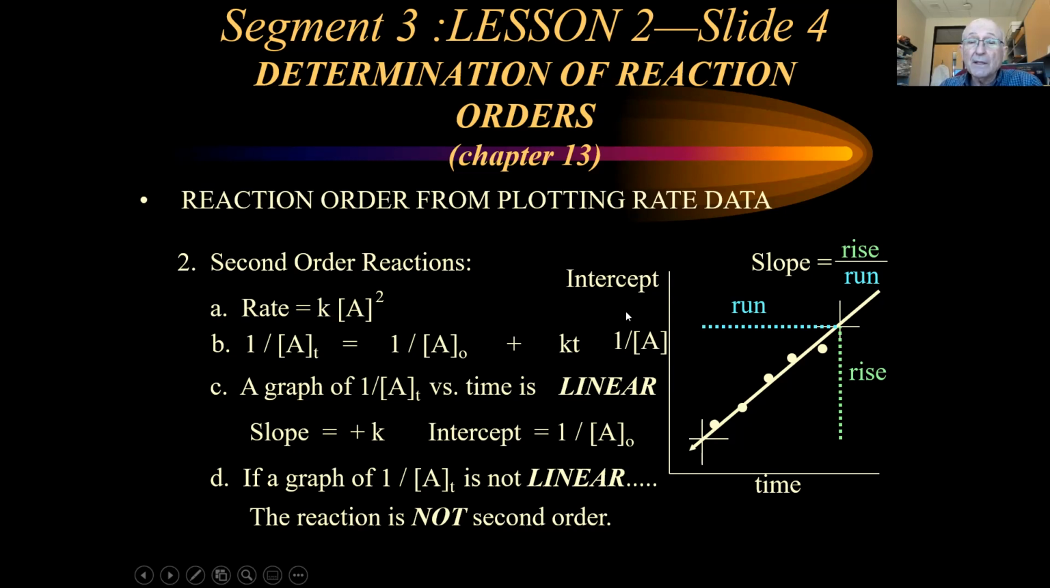And then if neither of those happen to be linear, then we need to make another column. At each time, we would take 1 over the concentration at that time and enter that as a column of data. Then we would make a graph of 1 over concentration versus time. If that's linear, then it's second order. For us, one of those 3 plots will be linear.